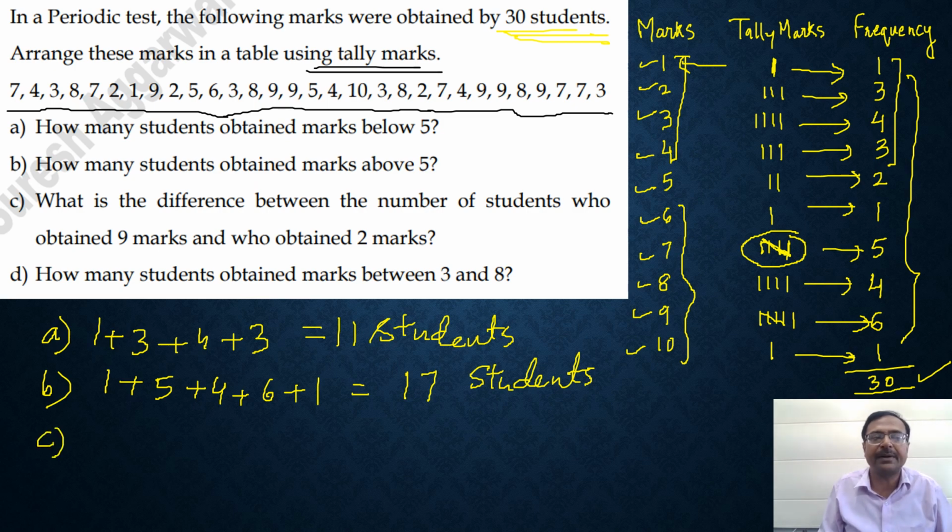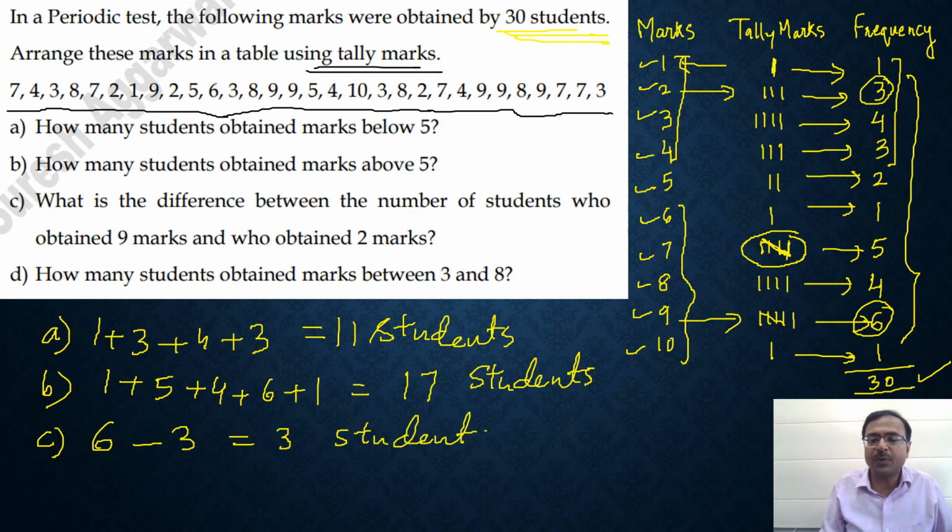How about the third part? What is the difference between the number of students who obtained 9 marks and the number of students who obtained 2 marks? 9 marks are obtained by 6 students, and 2 marks are obtained by 3 students. So the difference is 3 students. This is the answer for the C part.